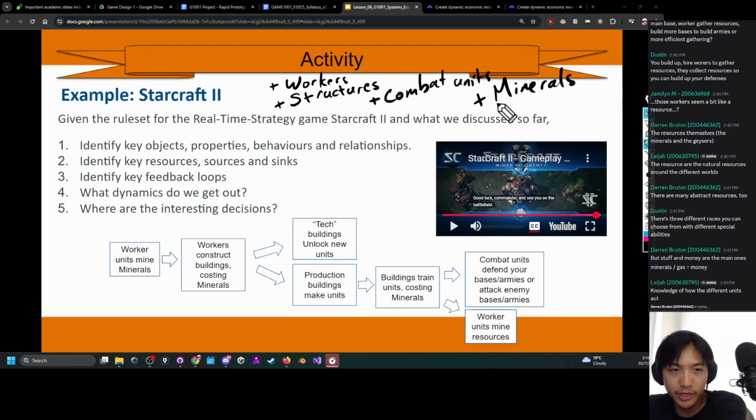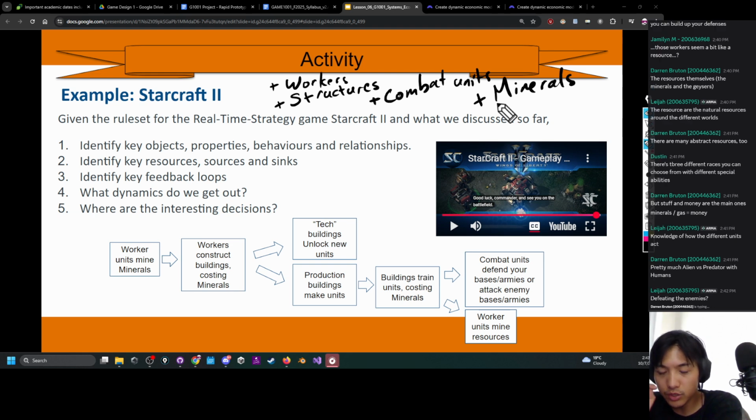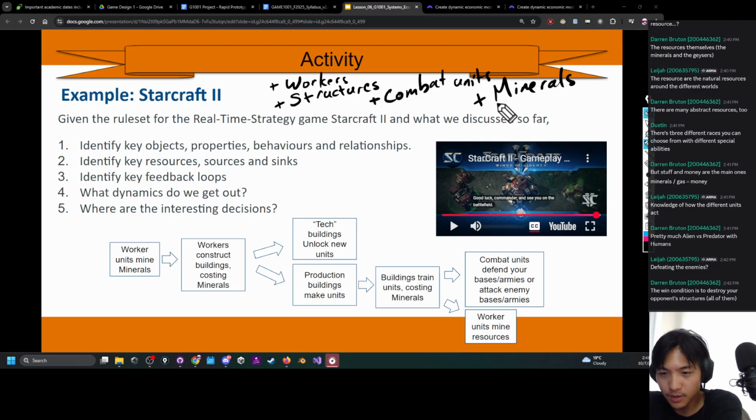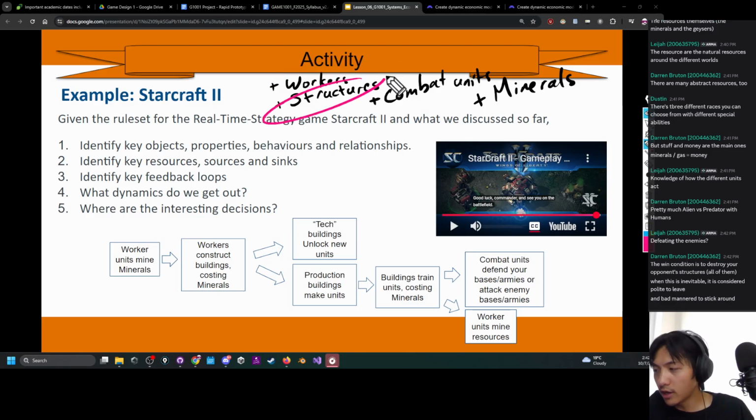Actually, did anyone catch the win condition? You might know this game already. If you do, what is the win condition of the game? It's either when your opponent surrenders the game or you destroy all of their buildings, all of their structures. So the win condition is either they surrender or the last structure on their side is destroyed. It actually doesn't matter how many combat units or workers they have. Technically speaking, if they have a worker, they can build another structure. But if you destroy all of their structures, they lose the game.